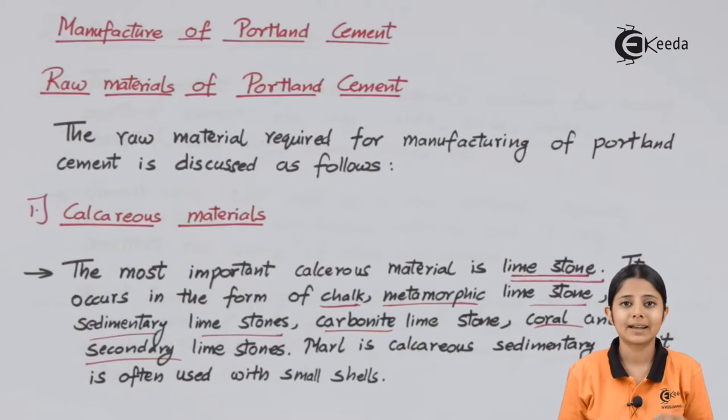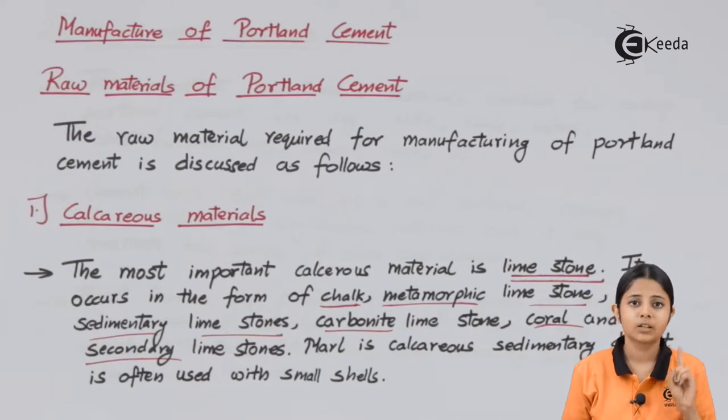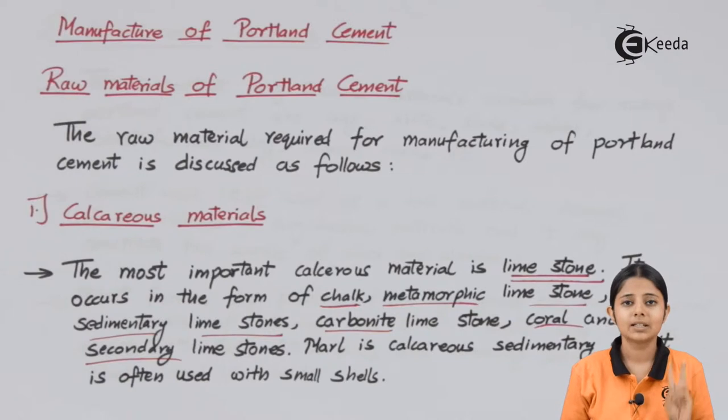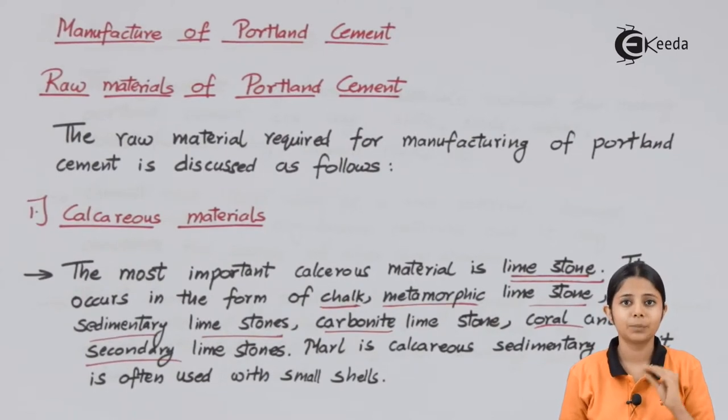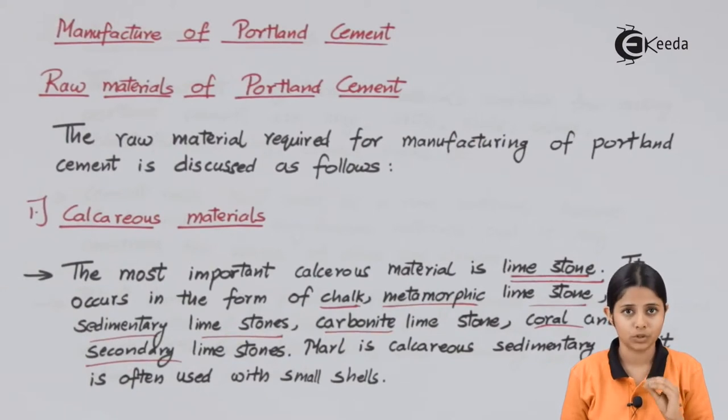So, what exactly is the property of limestone? For that, we need to study the properties of the cement. There are two important properties of the cement. The first is setting of cement. The second is hardening of cement. That means, firstly, the cement has to set at a particular position. And the second thing is, after setting at a particular position, the cement has to harden itself in that position.